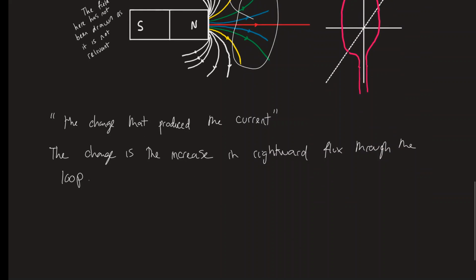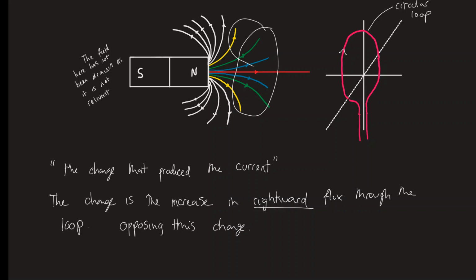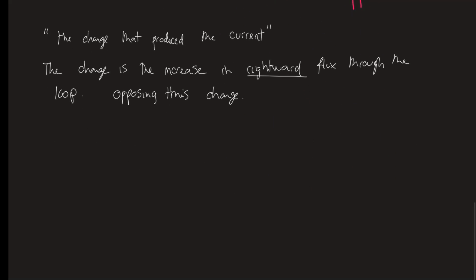That there's a directionality to this, to increase in rightward flux through the loop. Lenz's law also refers to opposing this change. So some current flows inside this, either that way or that way, and it needs to be the direction that will allow the loop to oppose that increase in rightward flux. Well, if we've got an increase in rightward flux through that loop, then we need to have the loop produce its own leftward flux to counteract.